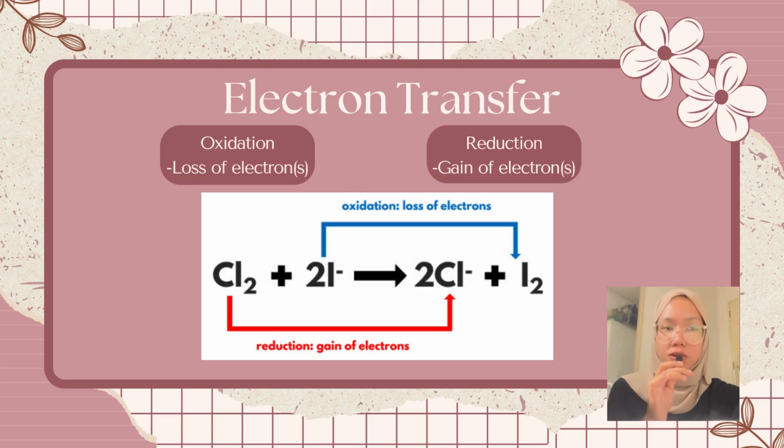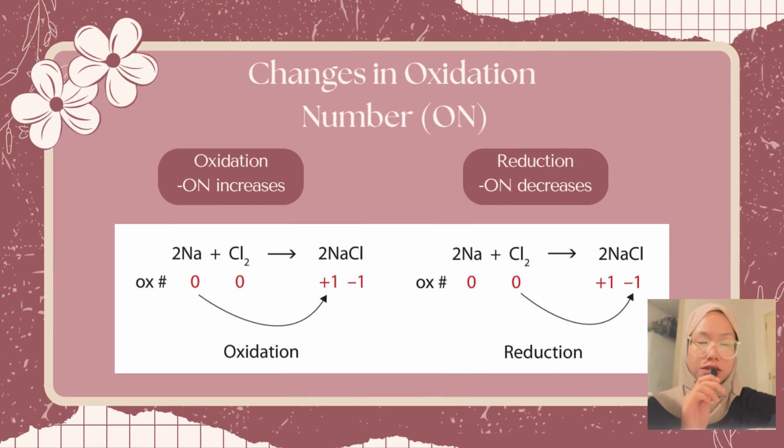Electron transfer. Oxidation means loses electrons, while reduction means gains electrons. For example, Cl2 reacts with I- to form Cl- and I2. Cl2 gains electrons, so it's reduced, while I- loses electrons, so it's oxidized.